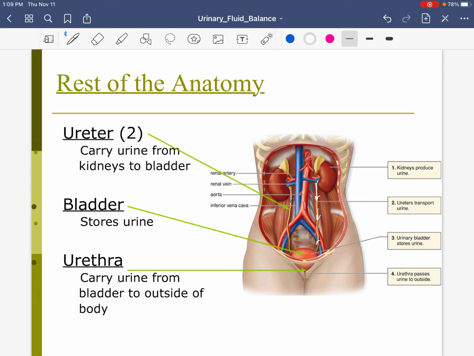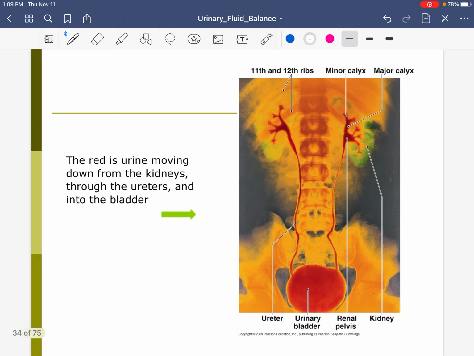So let's just remind ourselves about the rest of the urinary anatomy. The ureters, now that we've formed urine, will transport the urine down into the bladder, which holds on to the urine, and then whenever you're ready, you release the urine through the urethra.